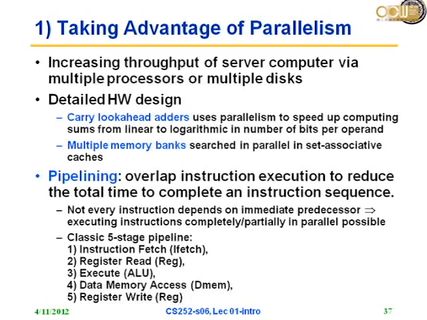Not every instruction depends on its immediate predecessor, the instruction right before it. So executing instructions completely or partially in parallel in a pipeline is very feasible. And then the classic 5-stage pipeline includes instruction fetch, register read, execution. We do the instruction decoding also in this stage. Execution, data memory access. ALU and logical operations don't do memory accesses, right? So for those kinds of instructions, the data memory access stage will be wasted.